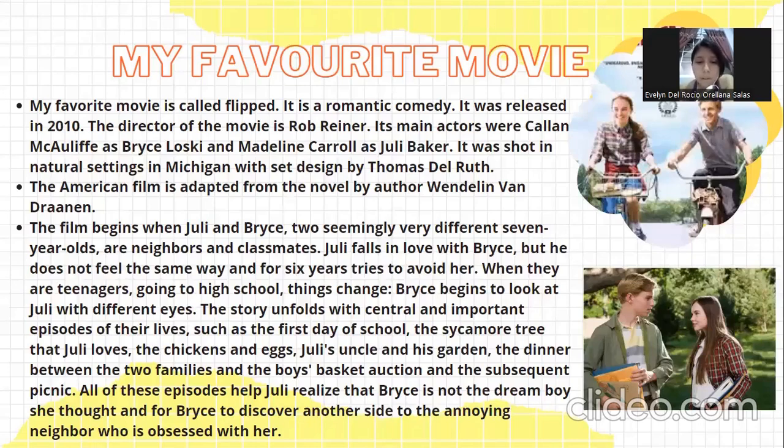The story unfolds with central and important episodes of their lives, such as the first day of school, the sycamore tree that Julie loves, the chickens and eggs, Julie's uncle and his garden, the dinner between the two families and the boys' basket auction, and the subsequent picnic. All of these episodes help Julie realize that Bryce is not the dream boy she thought, and for Bryce to discover another side to the annoying neighbor who is obsessed with her.